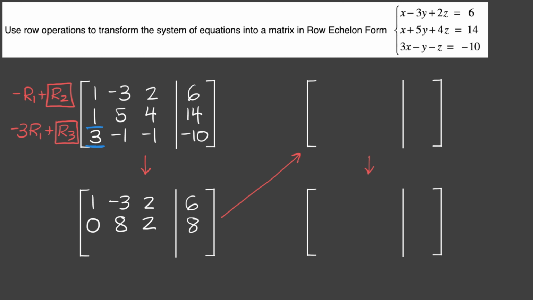And then we do this computation here. -3 times R1, so -3 times 1 is -3 plus 3, which gives us 0. Again, that was the whole point. We want a 0 here and a 0 here.